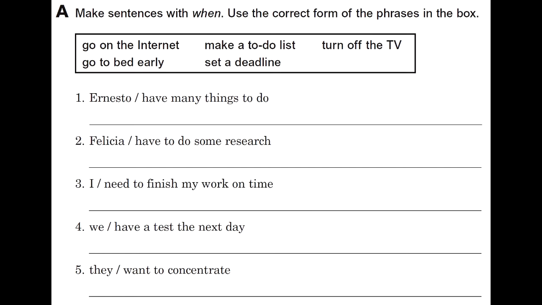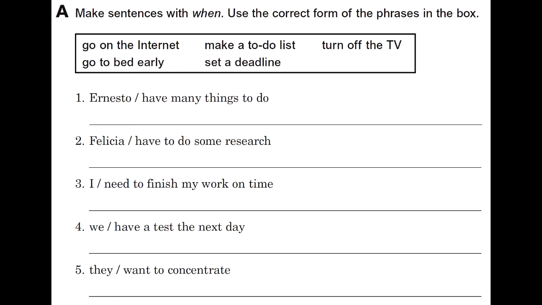Okay, so let's go ahead and look at the sentences together. Number 1, when Ernesto has many things to do, he makes a to-do list. Now, of course, you can use the when clause at the end. So you can say, Ernesto makes a to-do list when he has many things to do. Okay, number 2. When Felicia has to do some research, she goes on the internet. Or, Felicia goes on the internet when she has to do some research.